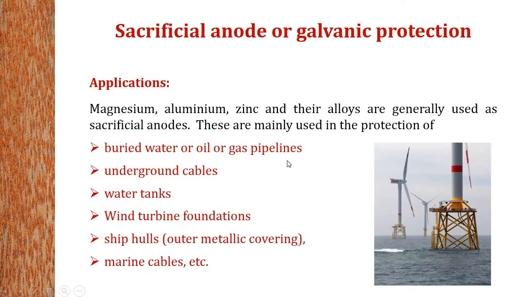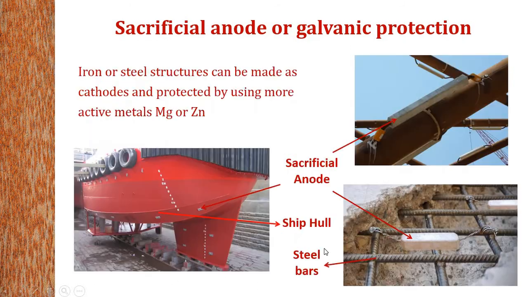Some of the applications of the sacrificial method or galvanic protection method are buried pipelines. We can protect buried pipelines, underground cables, water tanks, wind turbine foundations. So here in the picture it is shown wind turbine foundation, ship hull, marine cables, etc. The ship hull is the outer covering of the ship, which is protected by using sacrificial anode pieces.